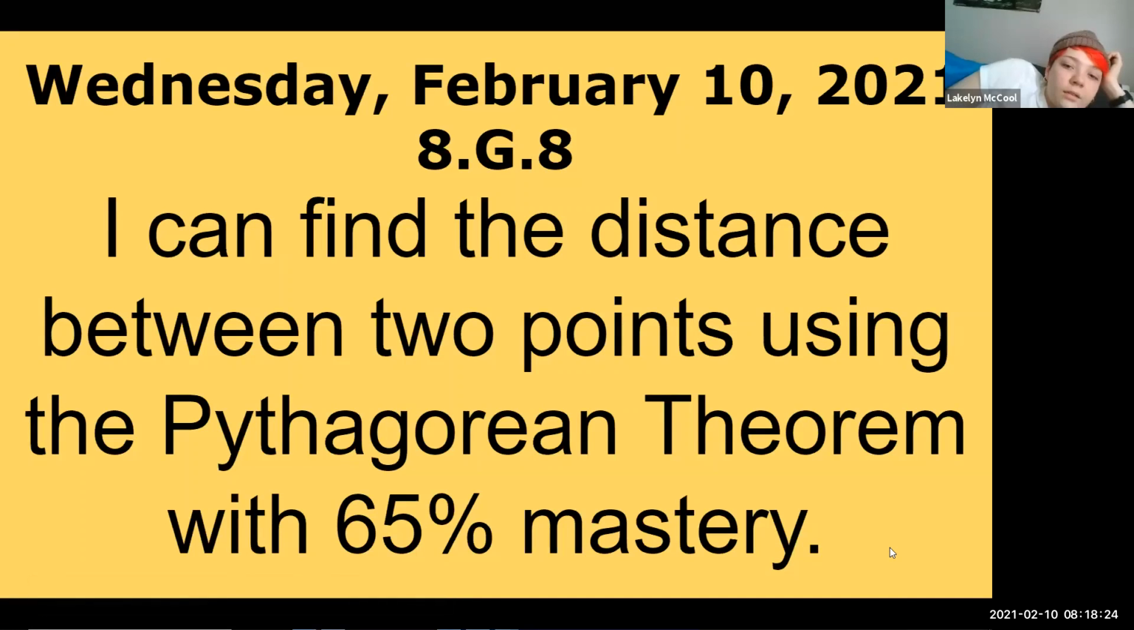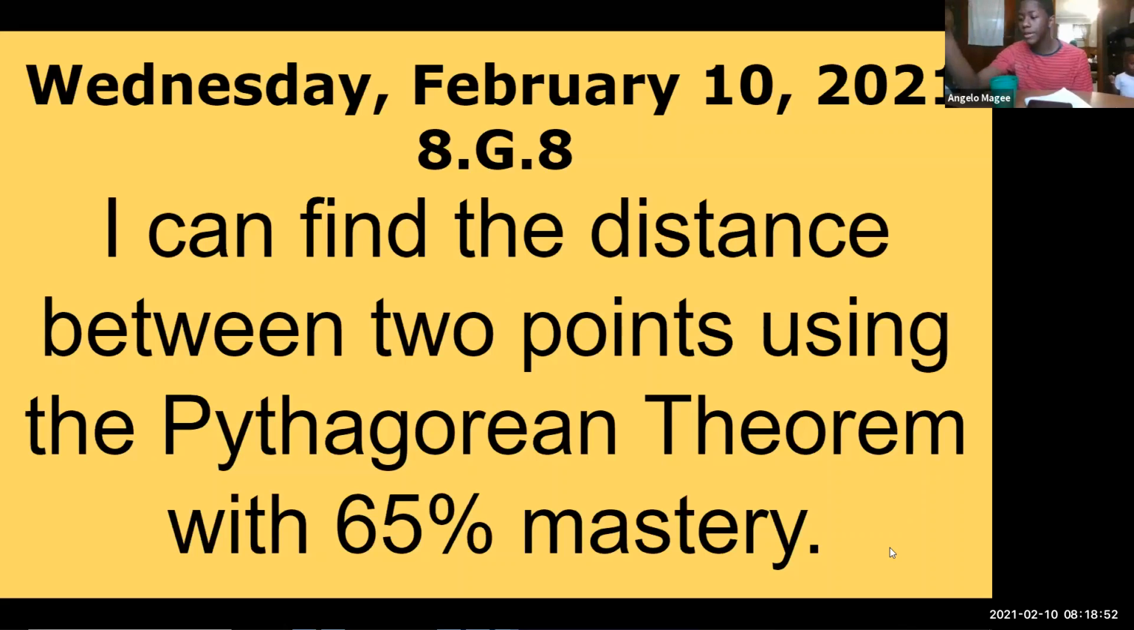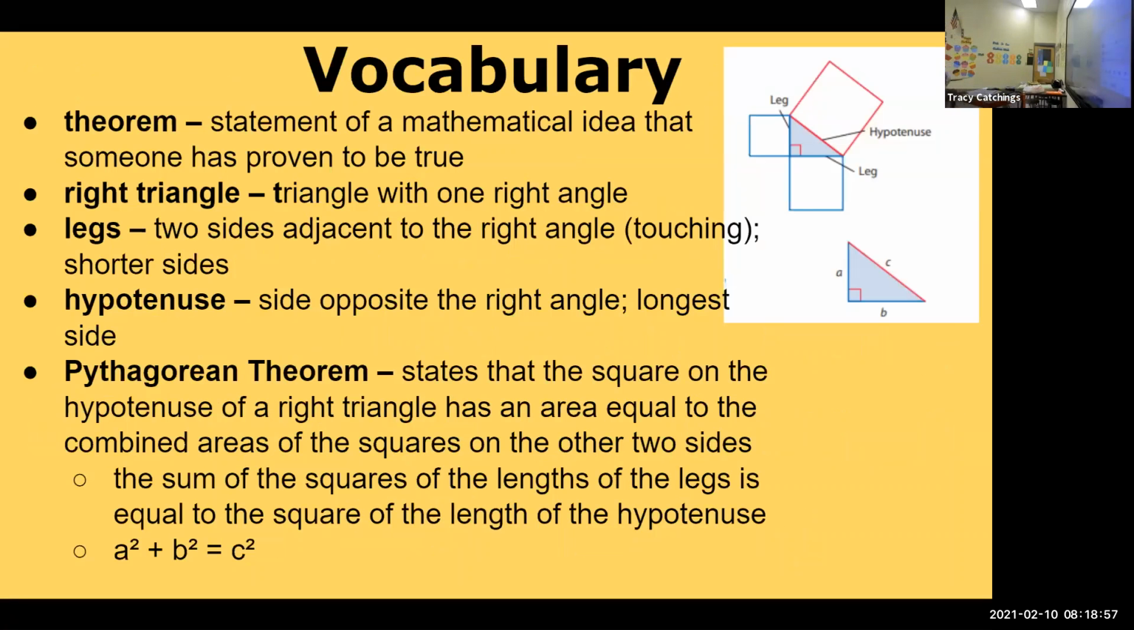I can find the distance between 2 points using the Pythagorean theorem with 65% mastery. Good job, Lathan. Monday and Tuesday, we've been talking about the Pythagorean theorem. Somebody tell us one thing we have been saying about it for these past 2 days. A squared plus B squared equals C squared. Good job, Angelo.